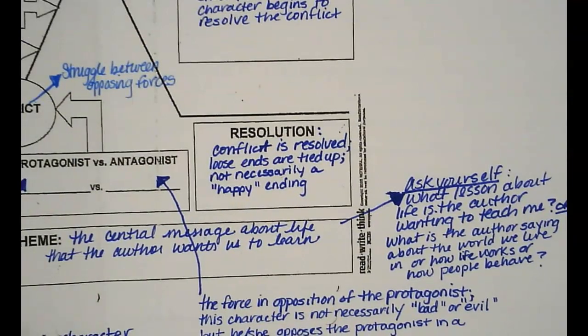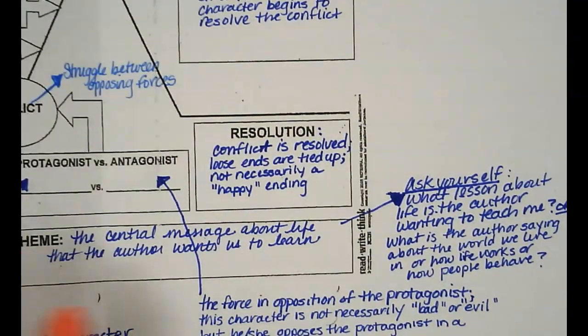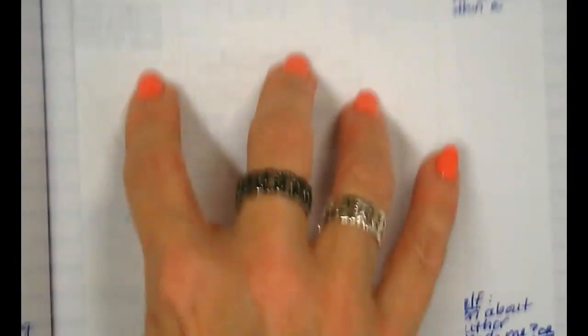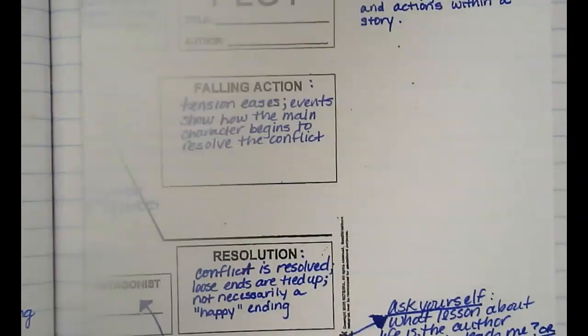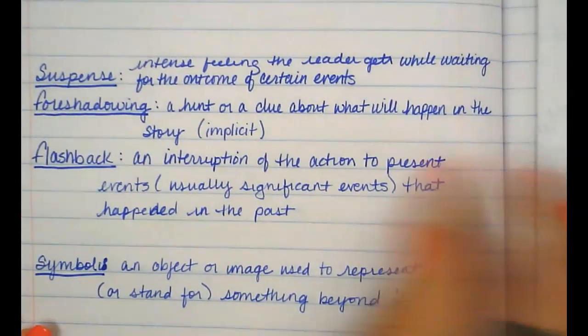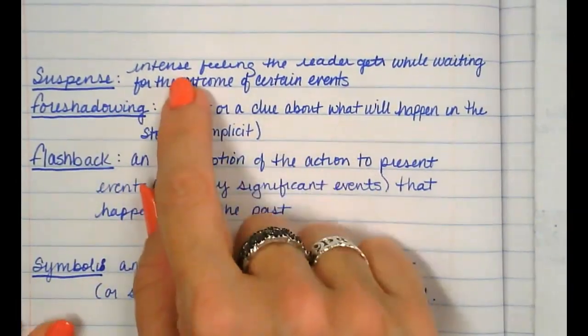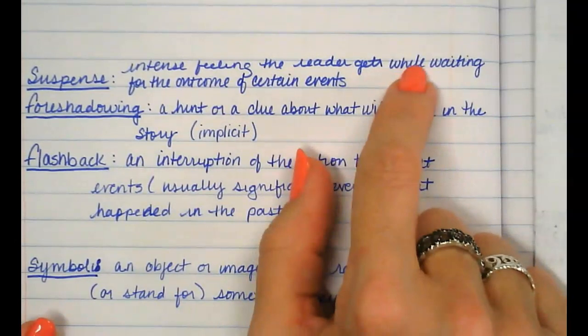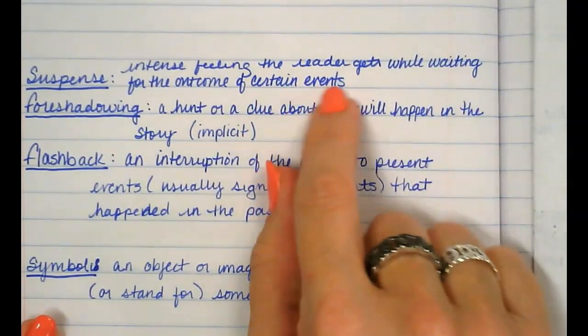Now, on the back side of page 19, towards the bottom, I want you to add a couple of things. Or, if you need to, and you use that for the bee in the bottle, you can actually write it right here on the outside, the back side of your plot diagram. Okay? So these are a few definitions that you'll need. So suspense is an intense feeling the reader gets while waiting for the outcome of certain events.